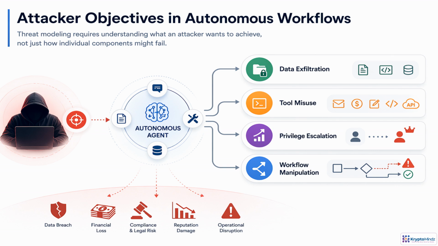Effective threat modeling also starts with attacker intent. In autonomous workflows, the danger is not only that a model gives a bad answer, it is that an attacker steers the agent toward a business outcome. They may try to steal prompts, records, credentials, or code. They may misuse tools to send messages, move money, change records, or call APIs. They may escalate privileges from a harmless interaction into an administrative action. Or they may manipulate the workflow itself by bypassing policy, approving fraud, or changing decisions. Controls should map to these objectives.